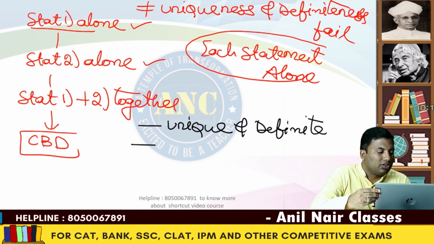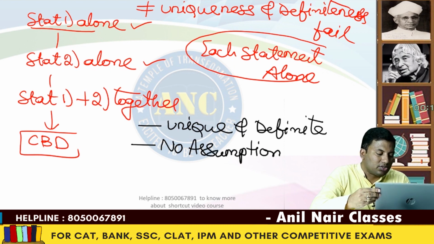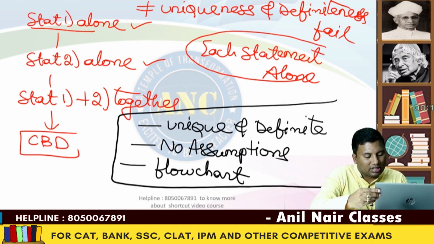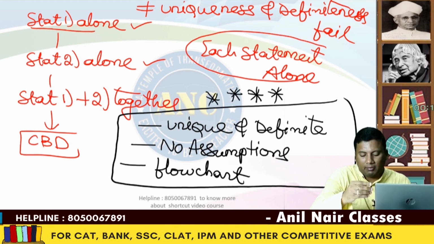Second one, there is strictly no assumptions followed. And strictly follow the flow chart. These three things, keep it in mind while solving data sufficiency questions.